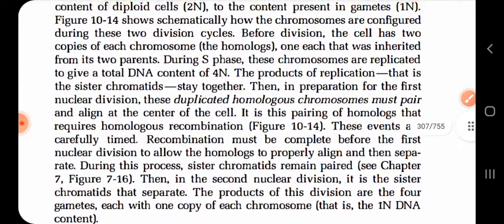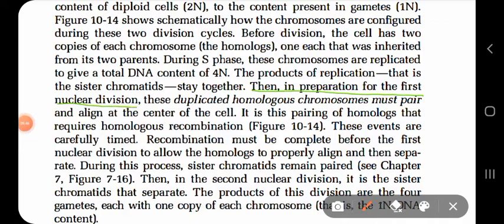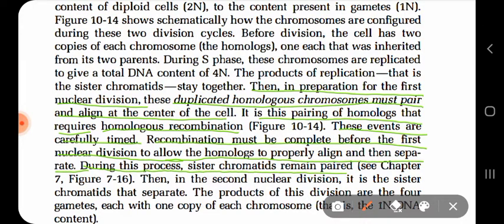Okay, so for the preparation of the first nuclear division, the duplicated homologous chromosomes pair and align at the center of the cell, right? And it is due to the pairing of the homologs that requires homologous recombination. These events are carefully timed out. Recombination must complete before the first nuclear division of meiosis, that allows the homologues to properly align and separate. During this process the sister chromatids remain paired. Then in the second nuclear division the sister chromatids again separate.